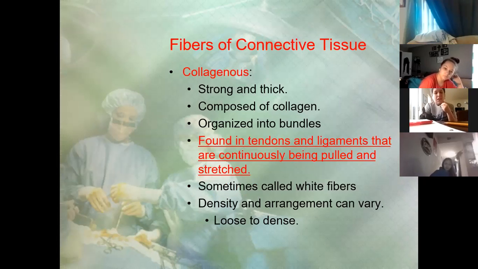All right, so another fiber of our connective tissue is known as collagenous. So think back to the video that I showed you, the puppet fingers. These are an example of collagenous. They are going to have some stretch. They're constantly being pulled, they're constantly being manipulated. But the amount of stretch they have depends on how many fibers there are.